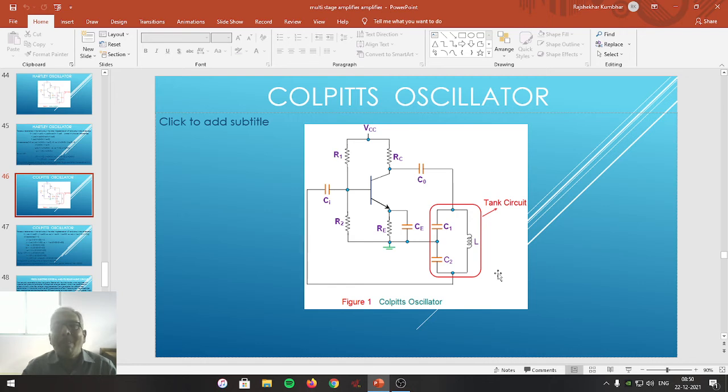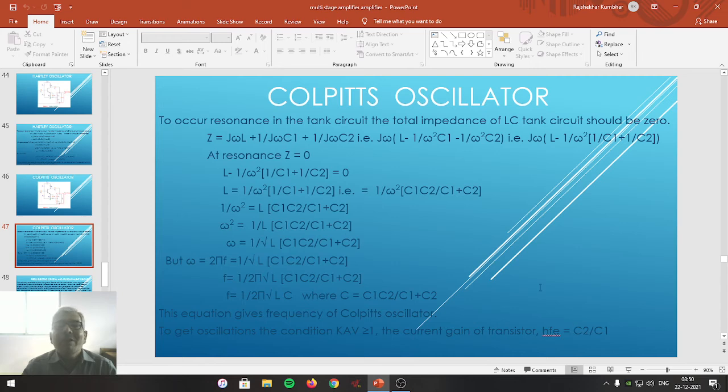Friends, let me proceed to calculate the formula for the frequency of the Colpitts oscillator, and let me decide another condition of the Barkhausen criteria, how it is going to be satisfied to sustain the oscillations in the tank circuit, which we are going to see in the next slide. As I already said, to occur resonance in a tank circuit, the total impedance of the LC tank circuit should be 0.